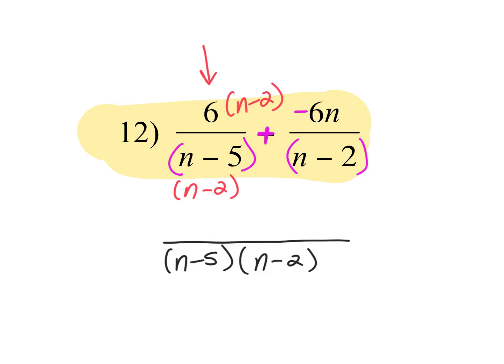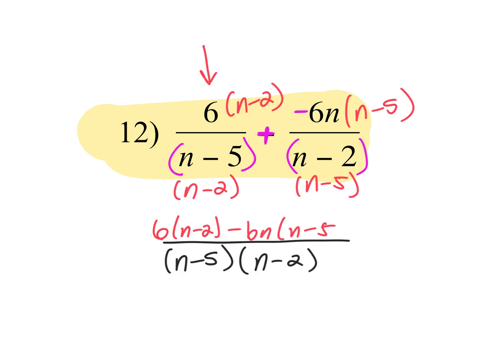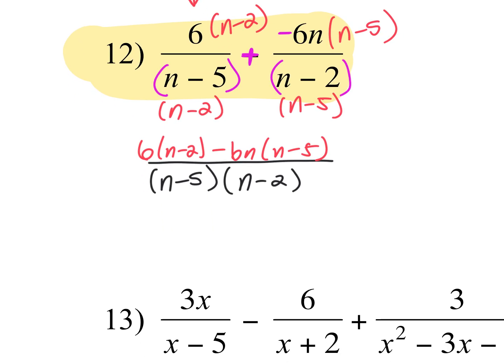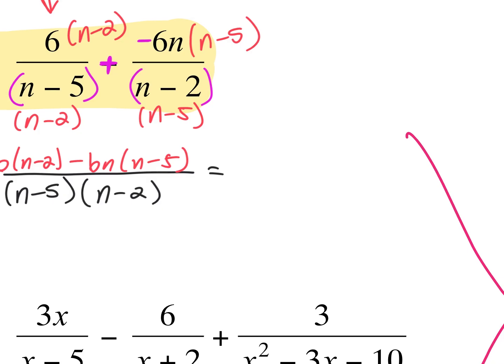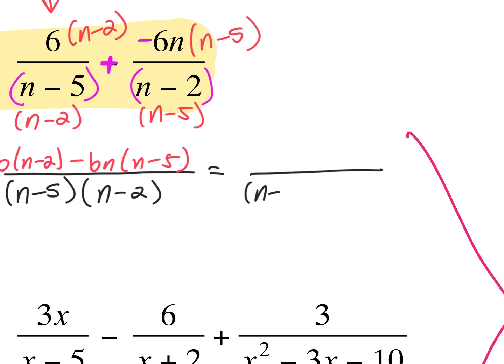My second fraction has the n minus 2. What is it missing? The n minus 5. So what you do to the bottom, you do to the top. Now all 3 of them have the same denominator. So I'm just going to rewrite the numerator. 6 times n minus 2 minus 6n times n minus 5. You just keep rewriting the denominator, guys. The denominator stays what we figured it out to be. N minus 5 times n minus 2.